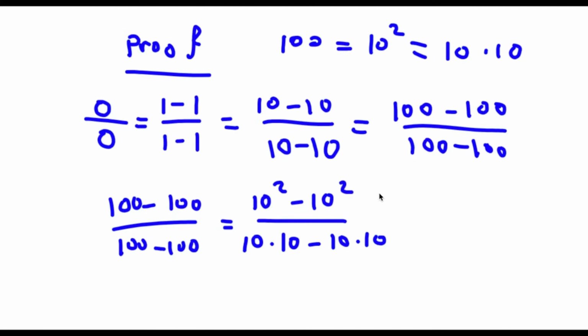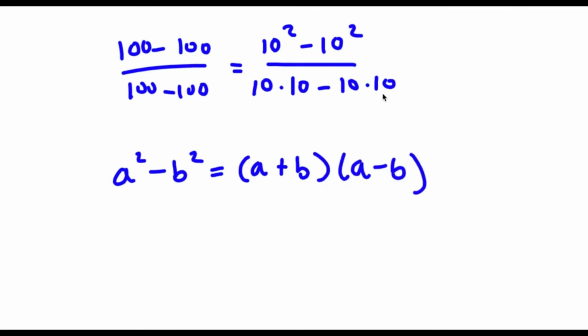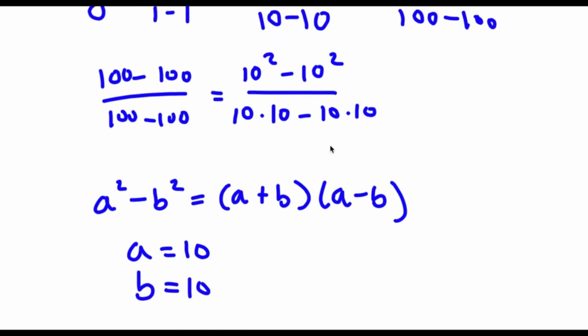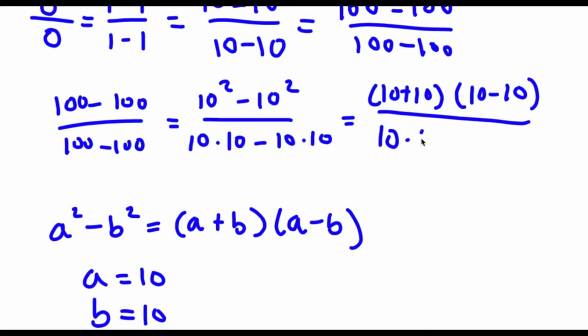Now, if I have something in the form a squared minus b squared, this is equal to a plus b times a minus b. So in this case, a is 10, and so is b. B is 10 as well. So this is going to equal 10 plus 10 times 10 minus 10. Now I have this over 10 times 10 minus 10 times 10.